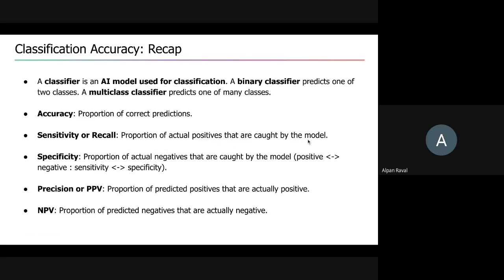So let me reiterate that in the context of the spam example, we decided to call spam emails positives and non-spam emails negatives. And it's just terminology. You can switch the two. It just depends on what your category of interest is, and that will dictate what you call positive versus negative. Specificity is the proportion of actual negatives that are caught by the model. So if you interchange positive and negative, you go from sensitivity to specificity. Precision or PPV, positive predictive value, is the proportion of predicted positives that are actually positive. And NPV is the proportion of predicted negatives that are actually negative.